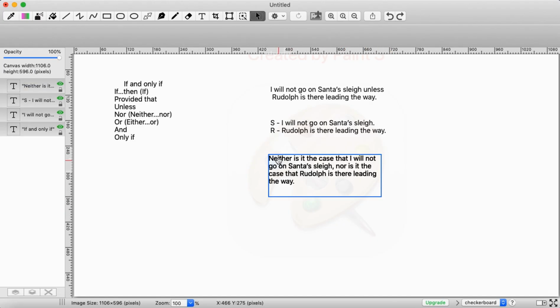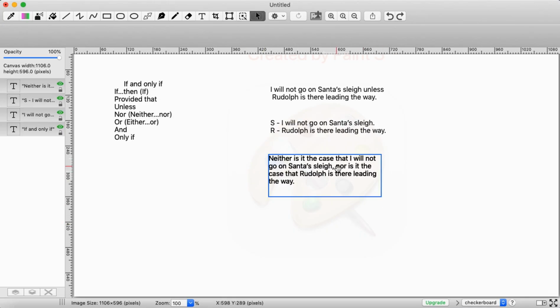Because for example, I'd have to say neither will I not go on Santa's sleigh, which is correct, but nor is Rudolph there leading the way. So I'd have to change the actual sentences of these variables, and I didn't want to do that. I wanted to keep them the same. That makes sense? You probably got the Rudolph one. The S one, so neither will I not go on Santa's sleigh. I'm changing the will and the I. So I didn't want to change these variables at all. So that's why I added is it the case.